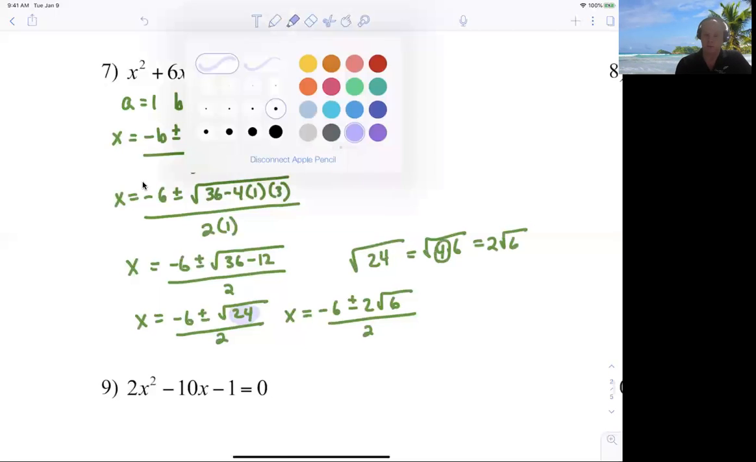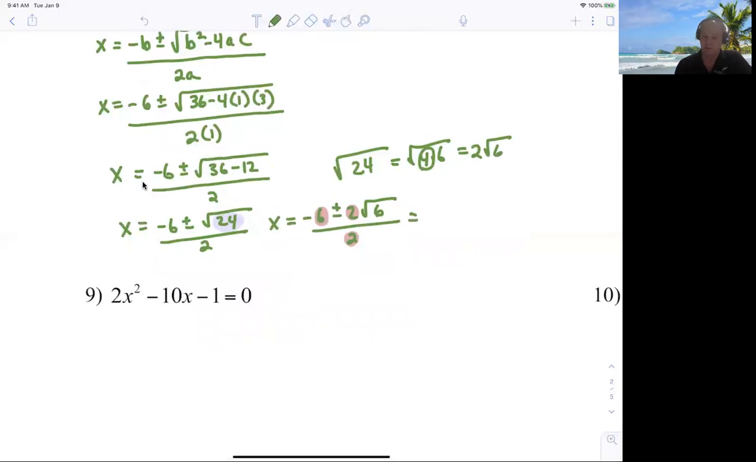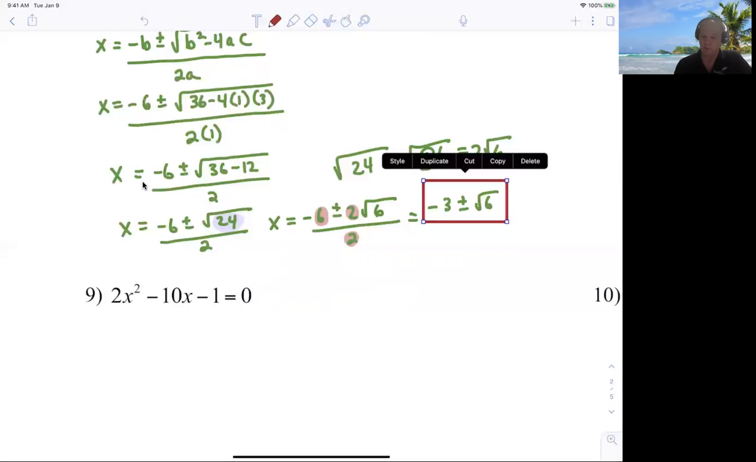Now we're looking at this saying 6, 2, and 2. Can all 3 be divided by 2? So our final answer, negative 3 plus or minus 1 radical 6 all over 1. So we can just say this is our final answer, negative 3 plus or minus square root of 6. Final answer. So hopefully you're getting the hang of it. All right, now let's take a look at number 9.